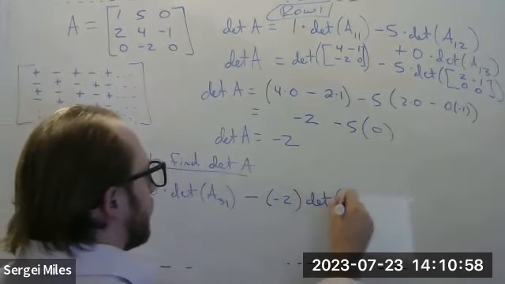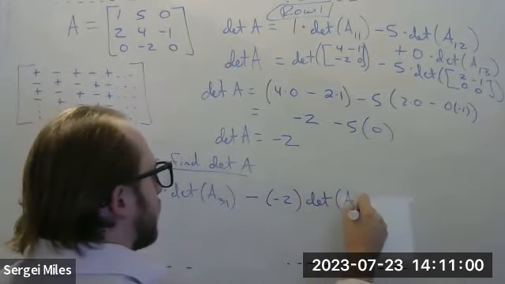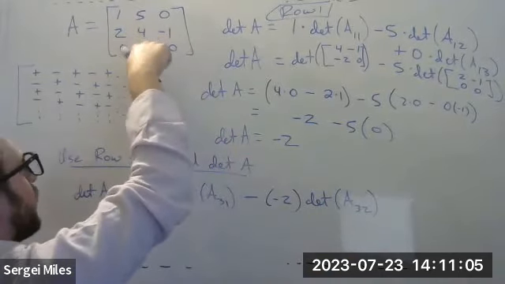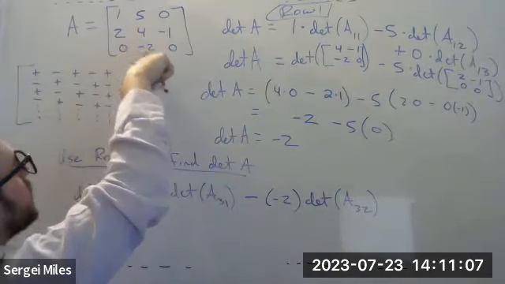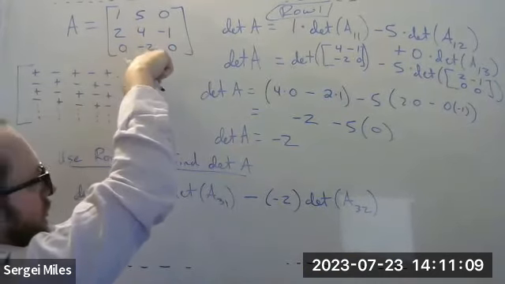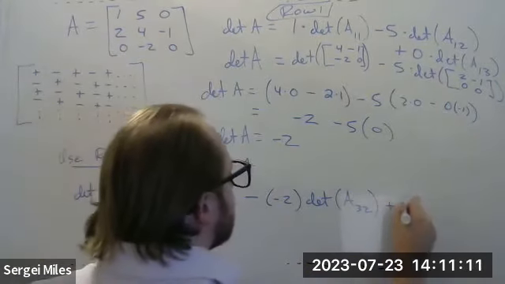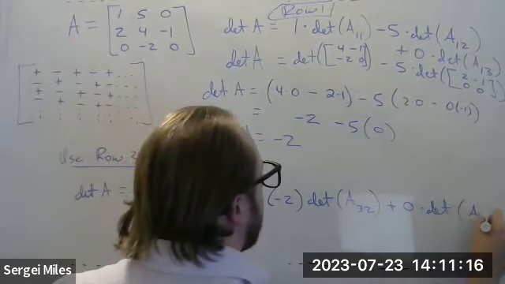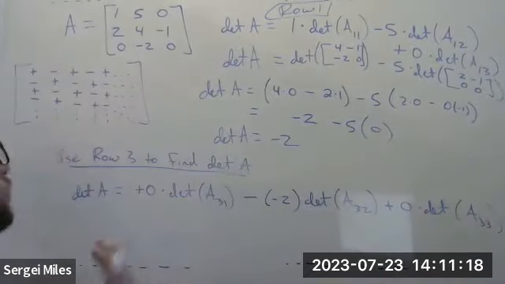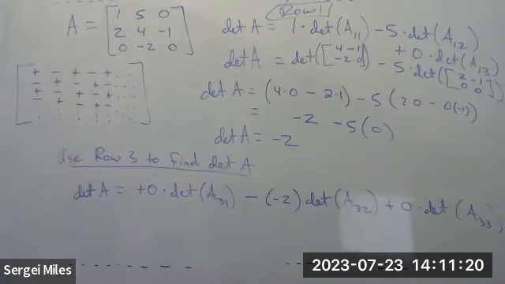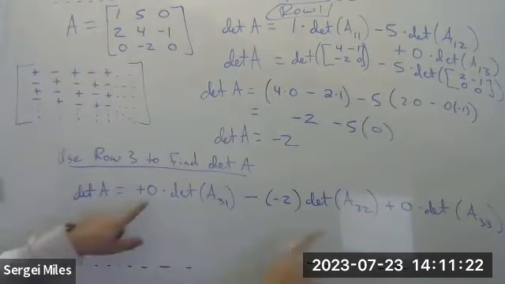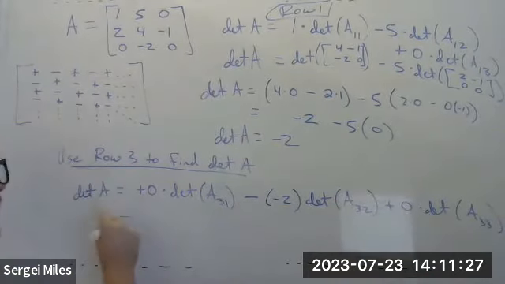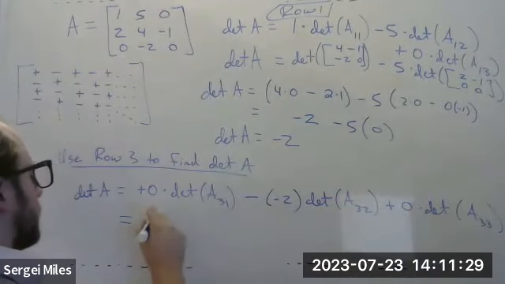Times the determinant of A 3,2. Again, we're going across the third row, so I'm finding the submatrix where row 3, column 2 is marked out. Plus 0 times the determinant of A33. Okay. Now, why is picking row 3 instead of row 2 nice? I have these two zeros, right? Which means when this simplifies, I only have one determinant to calculate.